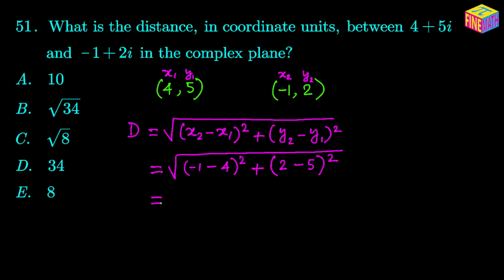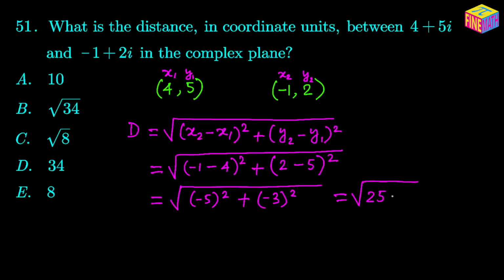And that is going to give us square root of, this should be negative 1 and negative 4, that is negative 5 squared, plus positive 2 minus 5, that would be negative 3 squared. And this is going to be equal to square root of 25, that would be positive 25, plus positive 9, so that will be square root of 34, and that is our answer.